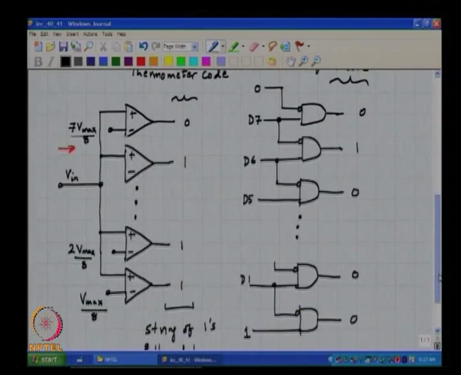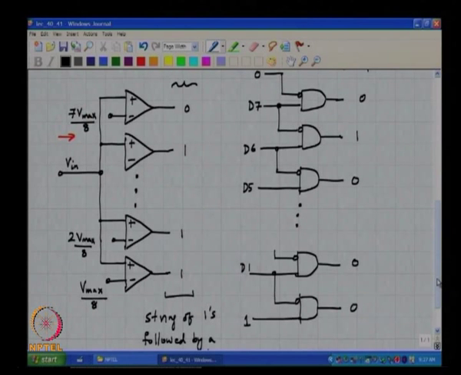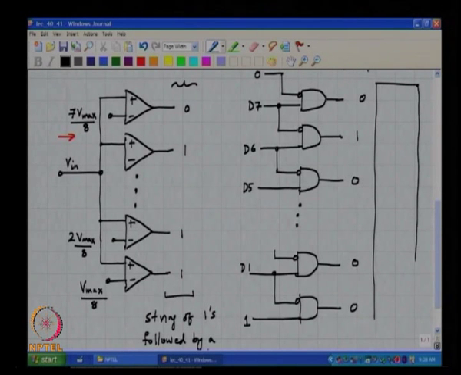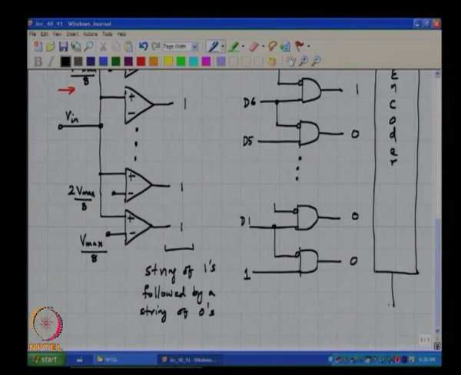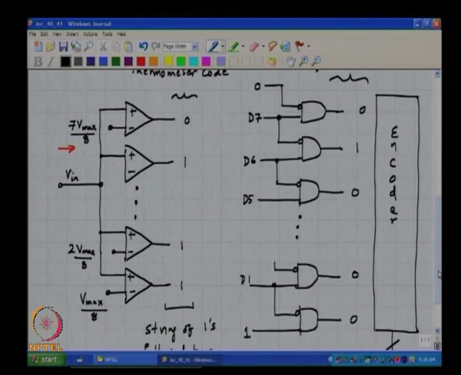All right. Now, from this 1 of n code you have to generate a binary word, right, which is 3 bits long. So, what is the easiest way you think of generating the binary output? Use an encoder, right. So, this goes into an encoder, right, and the output of the encoder is a 3 bit word. Is this clear?